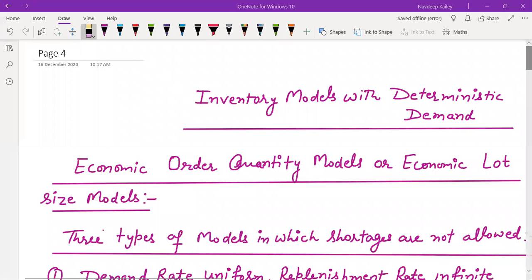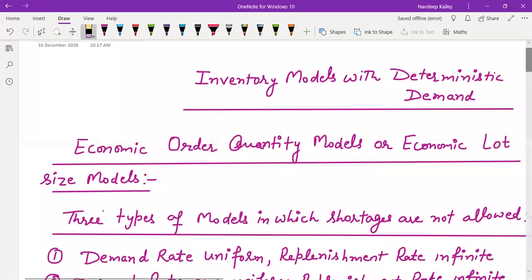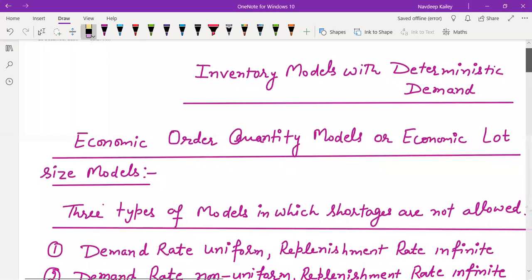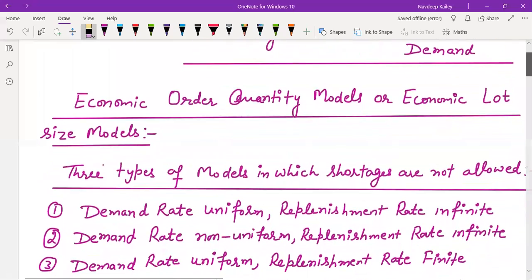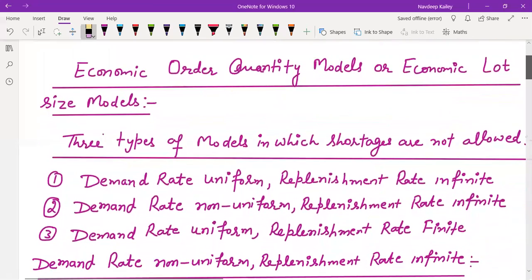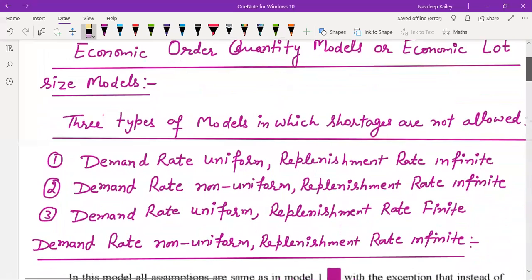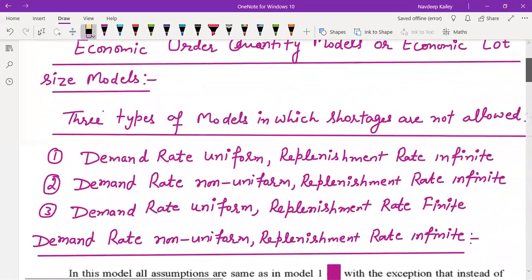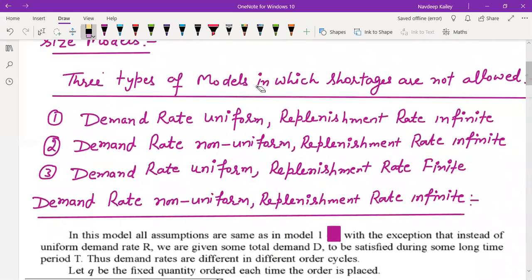Hello students. In the last lecture, I discussed the inventory models with deterministic demand. First, I classified the inventory models on the basis of demand rate and replenishment rate. On the basis of demand rate and replenishment rate, we have three types of model here.